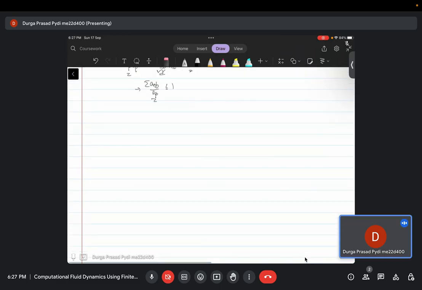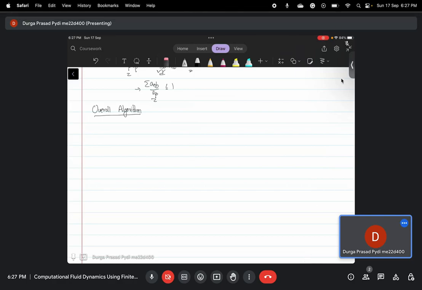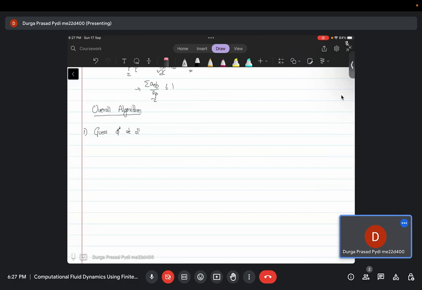So maybe before concluding, we can just go through the overall algorithm. When you have a nonlinear source and you have a non-orthogonal mesh, how do you do it? So the first step is you guess the values. Next we need to compute the gradients. So here we have two ways.